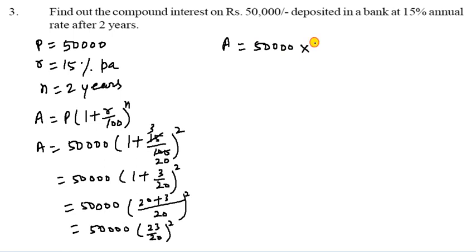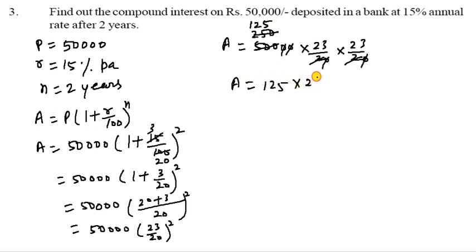So let us do the calculation. It is 50,000 and that one is the 23 upon 20 and here is 23 upon 20. Here 20 will be cancelled out and 2 1 ja 2, 2 2 ja 4, 2 5 ja 10. Once again 2 1 ja 2. Here is 2 1 ja 2, 2 2 ja 4 and 2 5 ja.